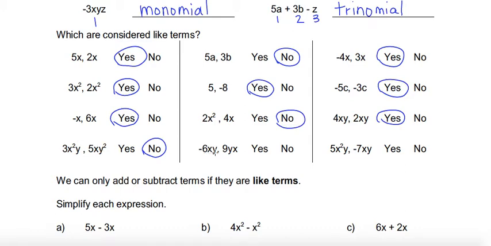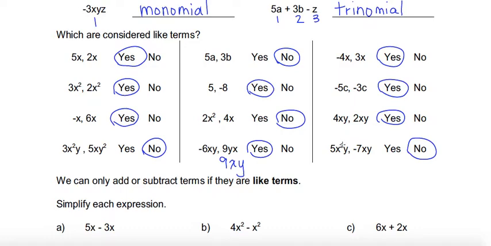I have negative 6xy and 9yx. These are like terms, even though the letters are in opposite order. It's still the same. I can still write this as 9xy, and that's still going to give me the same term. So as long as they have the same letters, they don't necessarily have to be in the same order. And lastly, 5x squared y minus 7xy. These are not like terms because the first one has an x squared and the second one has an x.